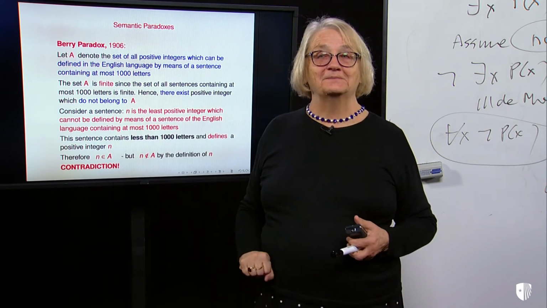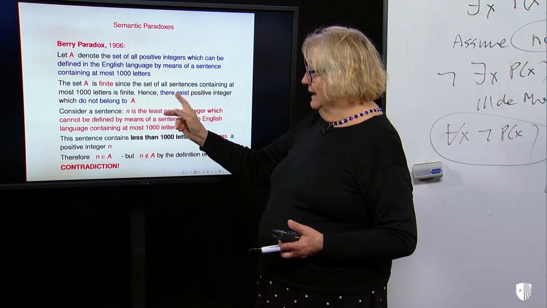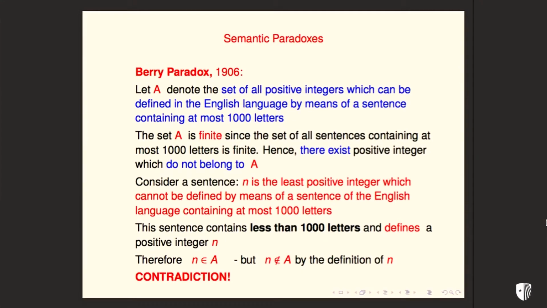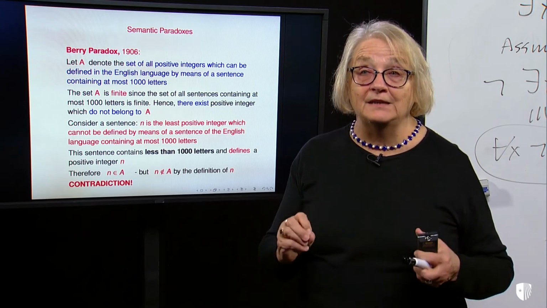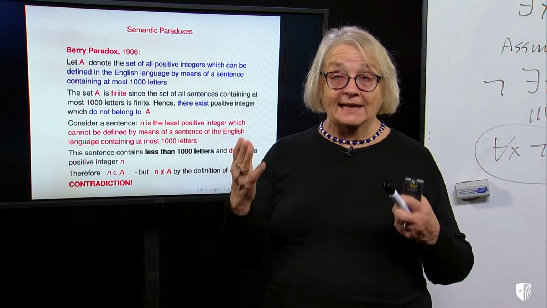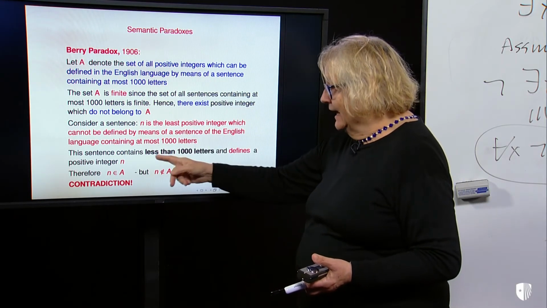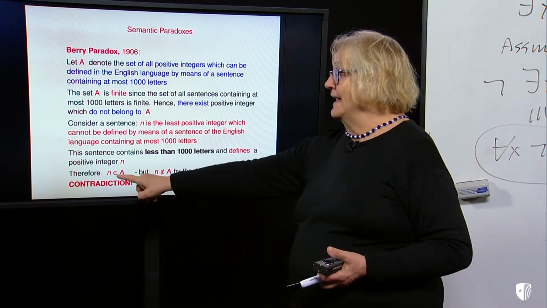And now look at this sentence. I put everything on one side because in colors, right? So we know that there is a positive integer which does not belong to A. And look at this sentence. N is the least positive integer which cannot be defined by means of a sentence of the English language containing at most 1,000 letters. Nice sentence. So this sentence has fewer than 1,000 letters and defines that integer. So that integer belongs to A.